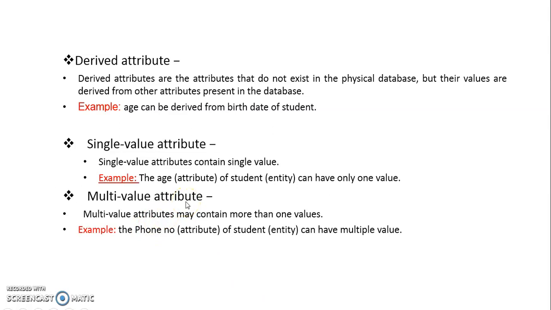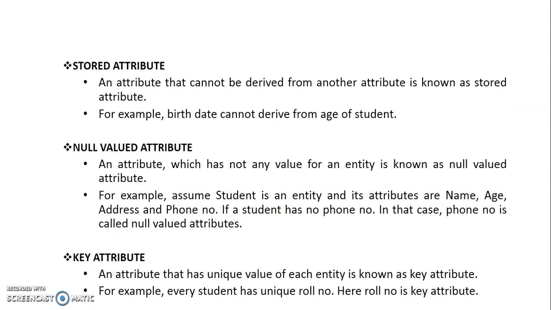Now see, many students have a personal email address and a college email address. Now email address is one, but multiple values are connected to it. A single student can have multiple email addresses. A single student can have multiple mobile phone numbers. Yes, you have dual SIM, you can insert 2 SIMs. So 2 numbers will be allotted to a single student. So such attributes are known as multi-value attributes, which contain more than one value for a single particular attribute.